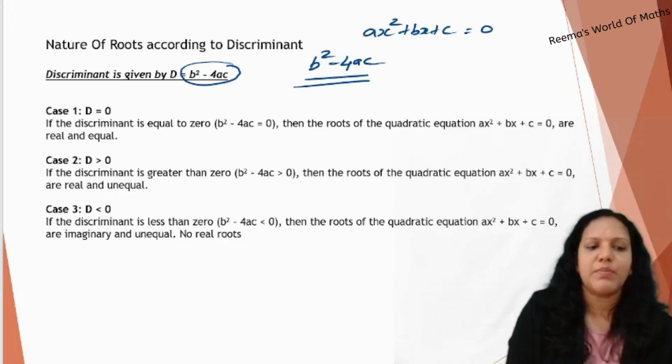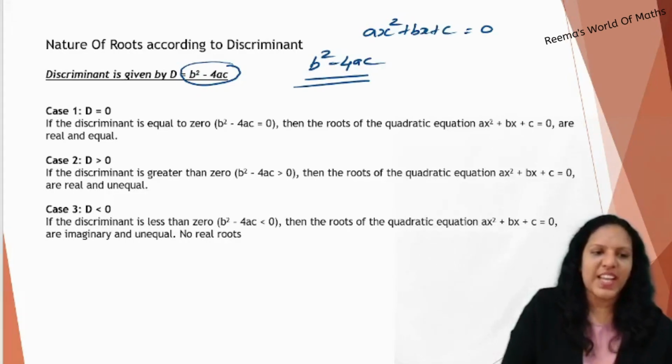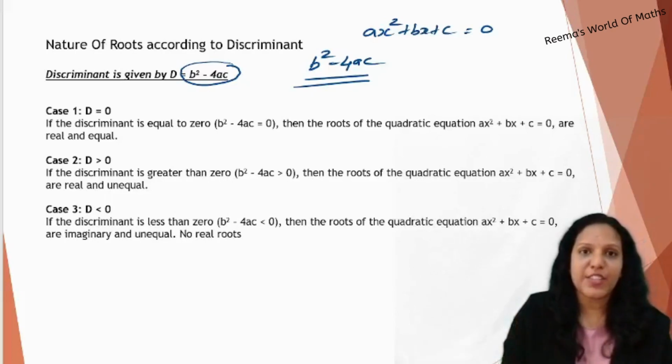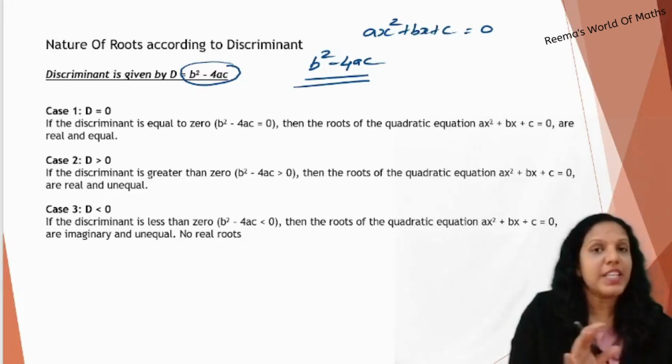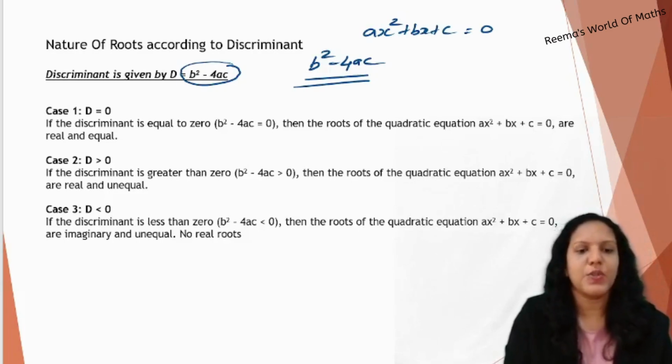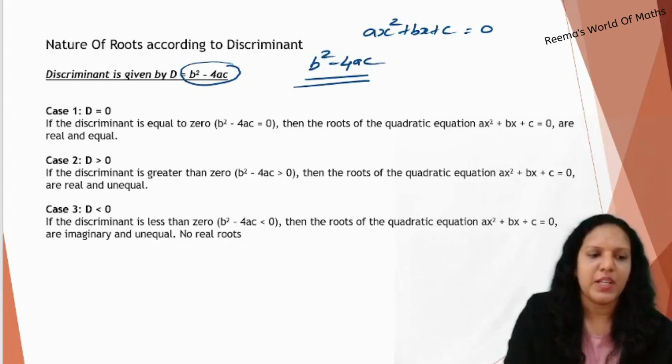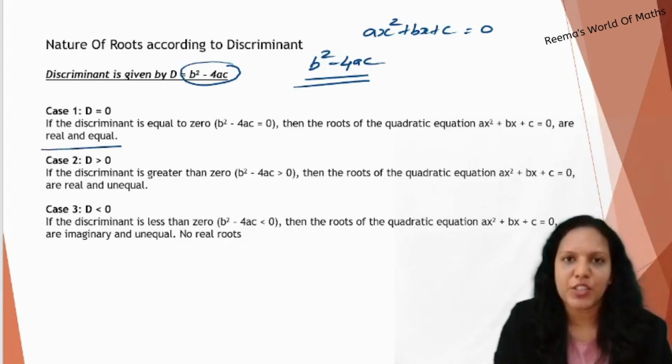In case number 1, the first case, the discriminant is equal to 0. If the discriminant of the quadratic equation is equal to 0, then the roots of the quadratic equation ax squared plus bx plus c equals 0 are real and equal. The first case is if D, the discriminant, is equal to 0, then the roots will be real numbers and equal.